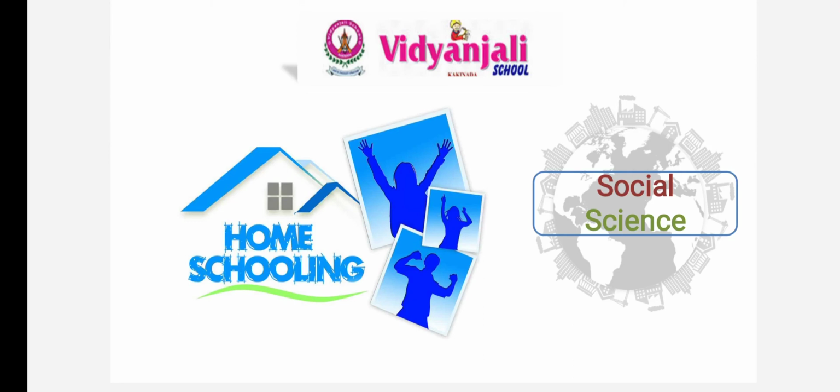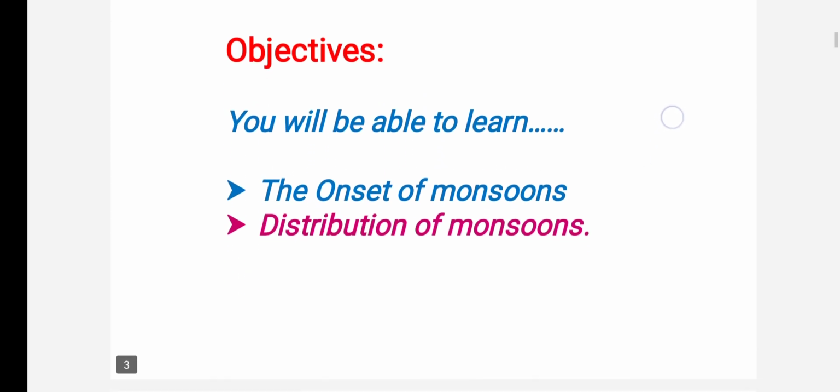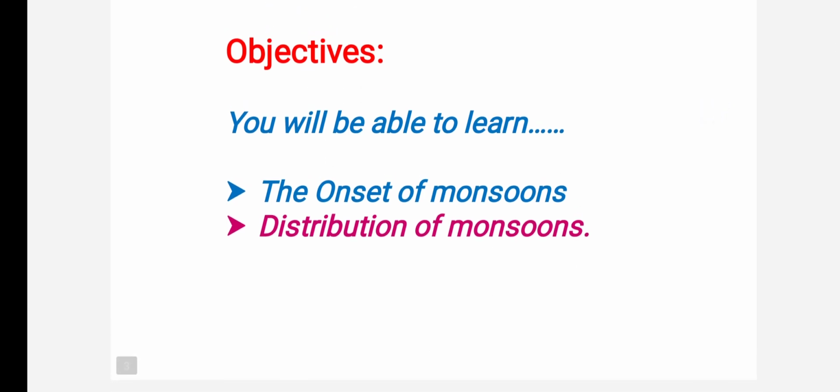Good morning, children. In the previous class of the climate chapter, we have learnt about the different seasons of India, right? And at the end of today's class, you will be able to learn about the onset of monsoons and distribution of monsoons. It means how the monsoons develop in India and the distribution of monsoons in India.